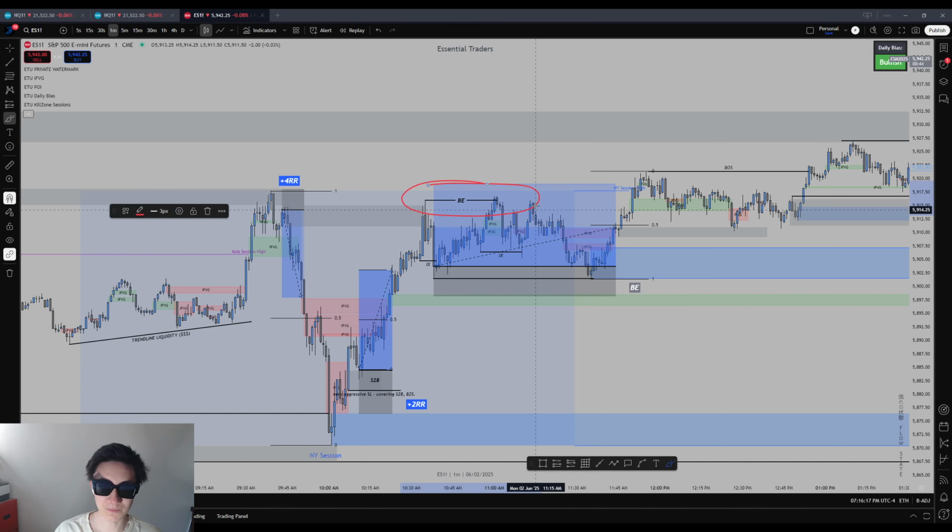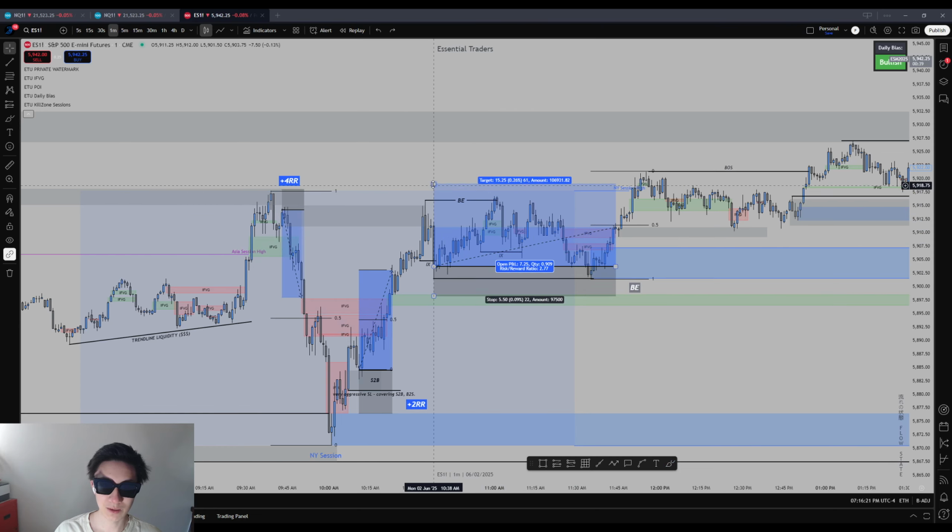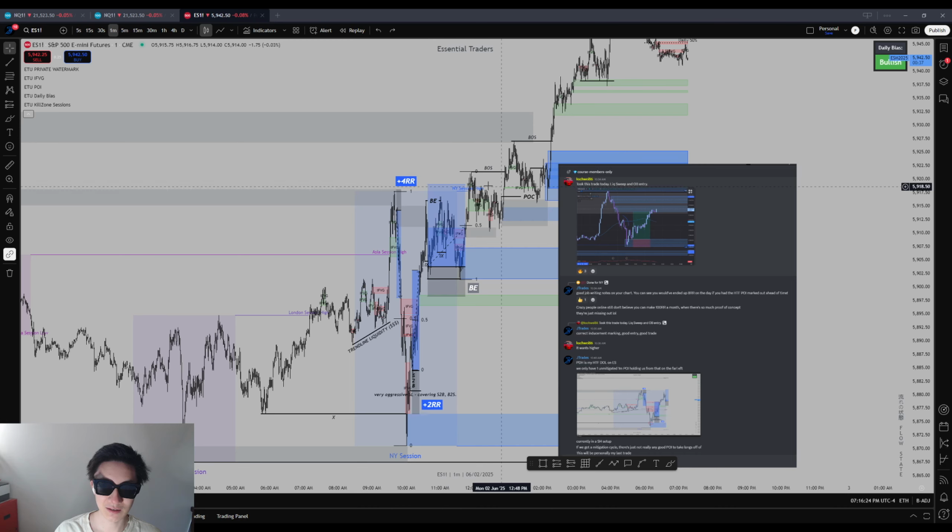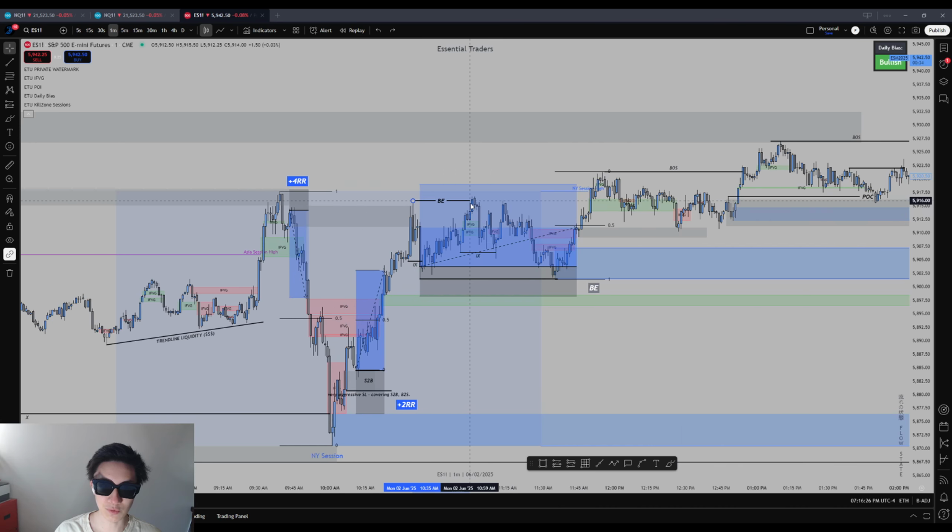We had an SMT internally with NQ, hence why we had this downside move. I took a stop hunter setup here because this is a weak high, like I said. And unfortunately, I broke even when we got very close to the TP. Guess what?